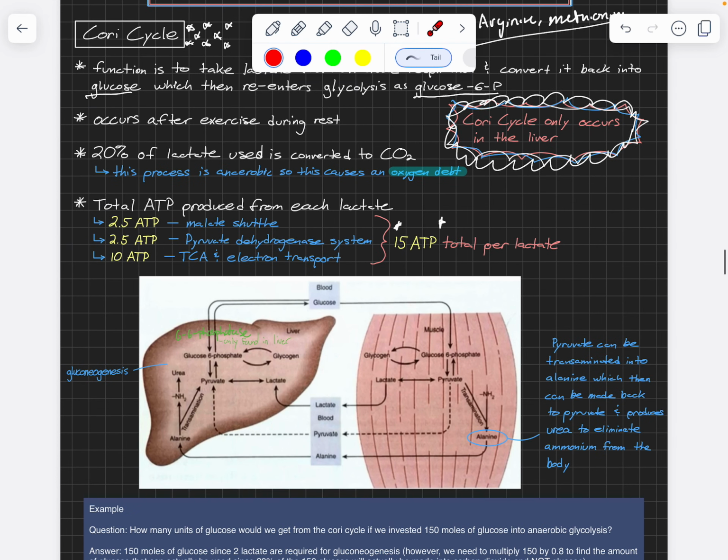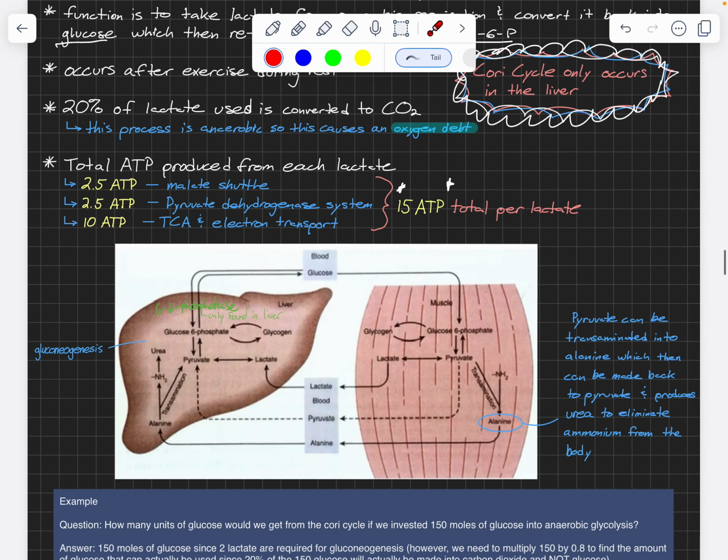This usually occurs after exercise, during rest, because we are running through glycolysis so much, using these carbs for energy, trying to produce energy, but when the system shuts down, we might get an overabundance of lactate here. So this is a system that allows us to use this surplus of lactate to help function and supply some other processes inside our body.